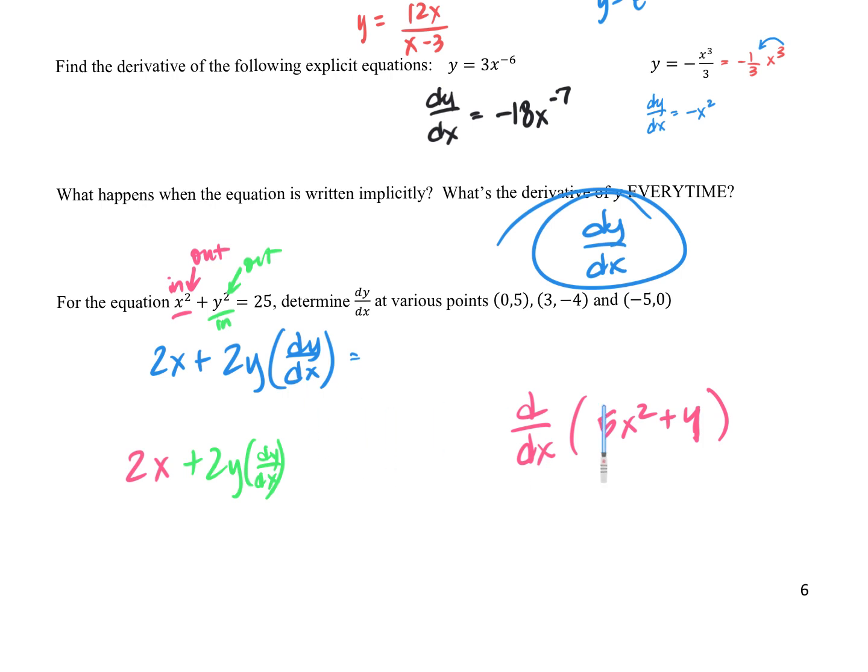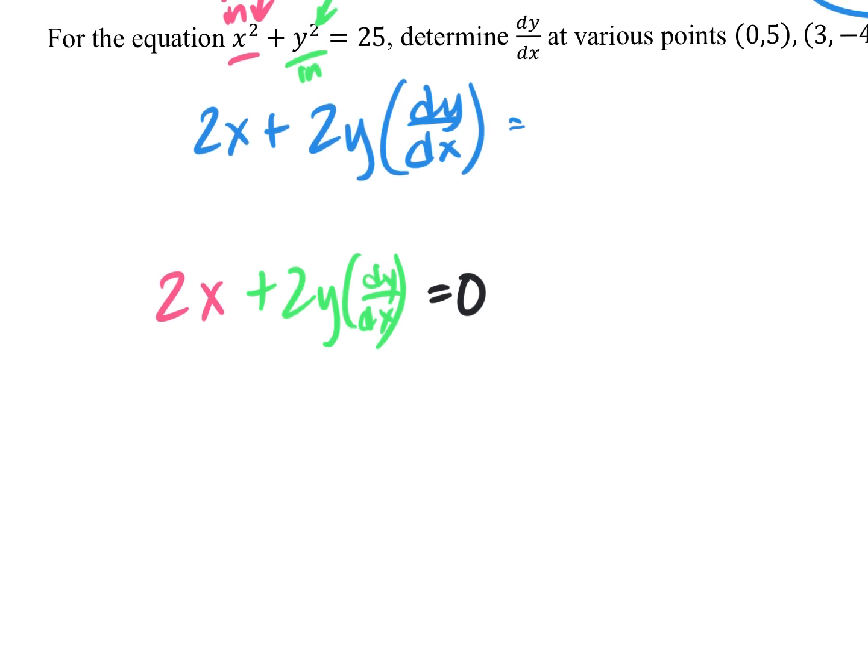Whew. Okay, I don't expect us to be ready to do that every single time, but I do want us to finish this question, and we'll keep practicing, you guys. What is the derivative of 25? 0. It says determine dy dx. Can I get dy dx by itself? Yeah, can I just subtract my 2x?